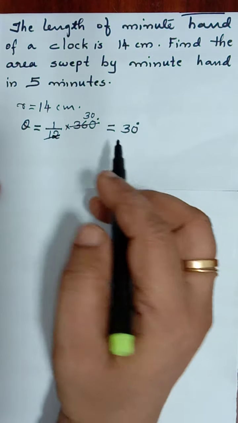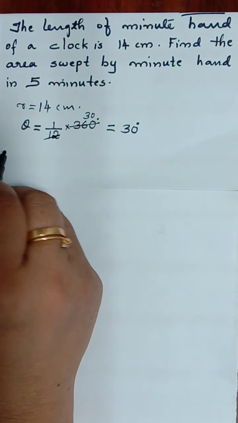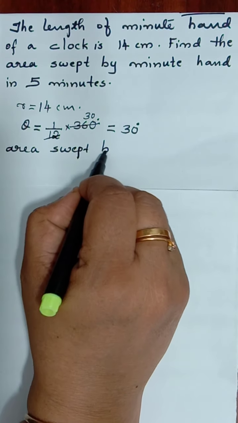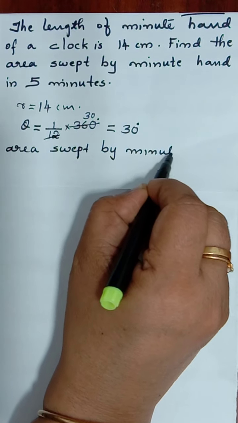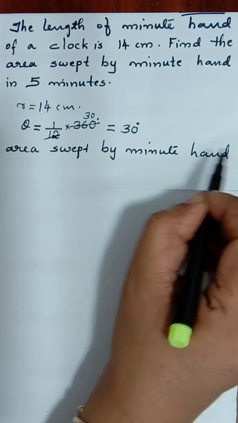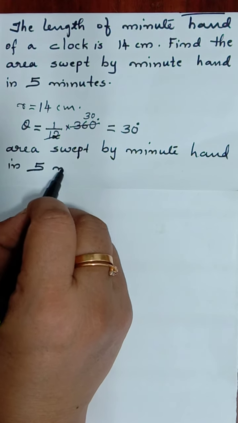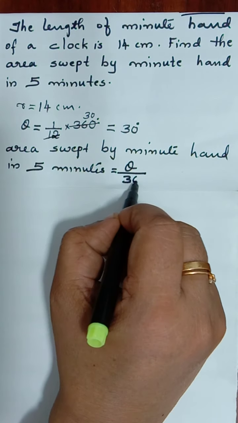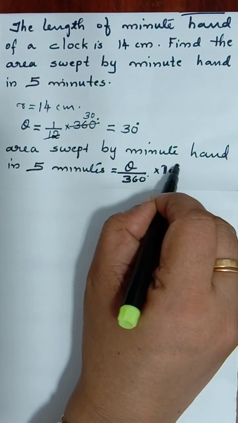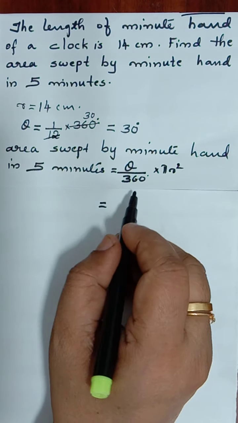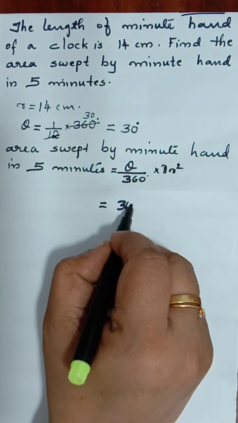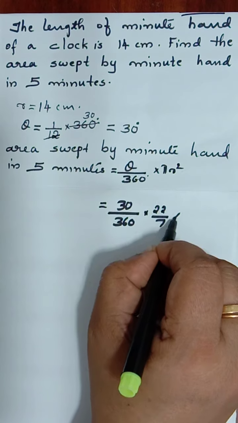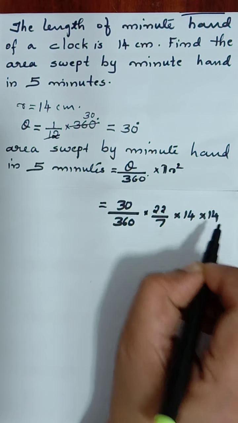Now we can use the formula. R is equal to 14. Here we have area swept by minute hand in 5 minutes equal to, always better you write the formula, theta by 360 into pi r square. So here we are taking pi value as 22 by 7. So theta is 30 by 360 into 22 by 7 into radius 14 into 14.